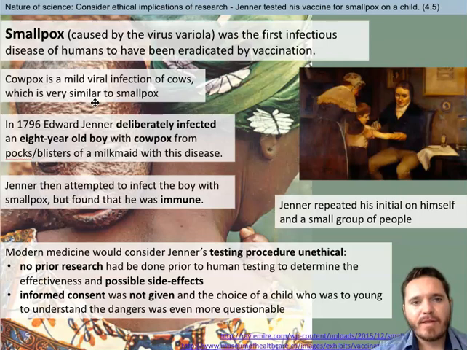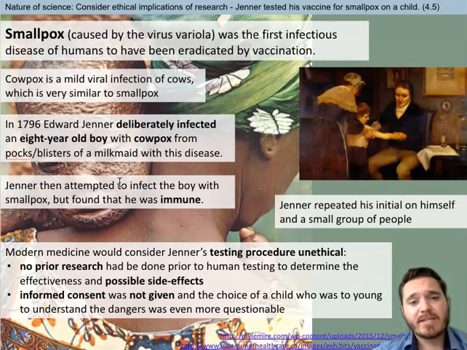Okay, the other thing that you're going to want to know is the nature of science statement about considering ethical implications of research. For example, with Dr. Jenner, who tested his vaccine for smallpox on a child. So he actually deliberately infected an 8-year-old boy with cowpox. And cowpox is a similar disease to smallpox. He actually took some of the cowpox virus from the pox and blisters of a milkmaid. So this woman had cowpox and had the pox or blisters that form on the skin. So he actually took the virus from that and then infected the boy, the 8-year-old boy, with cowpox on purpose.